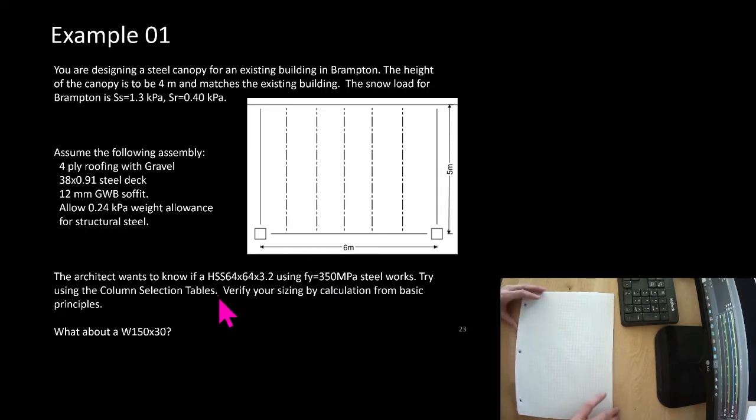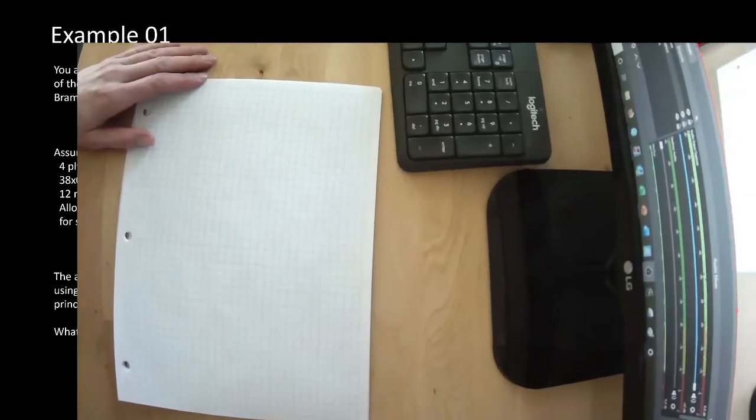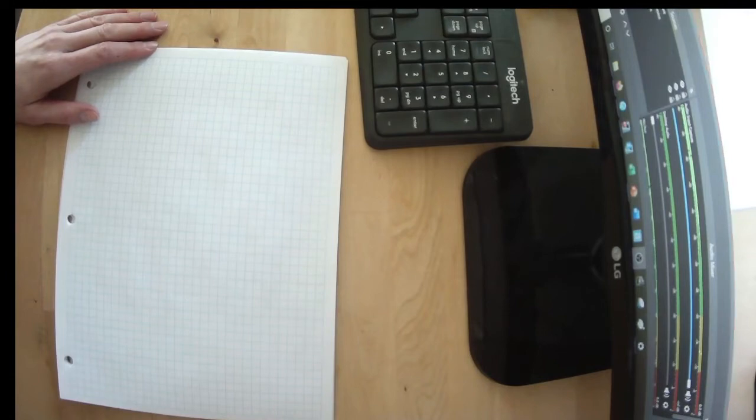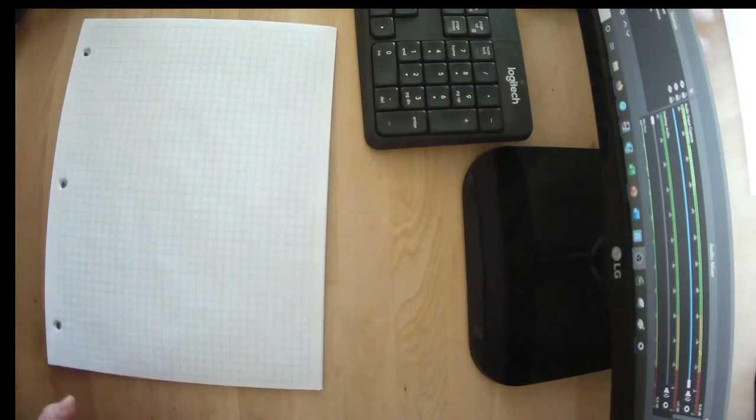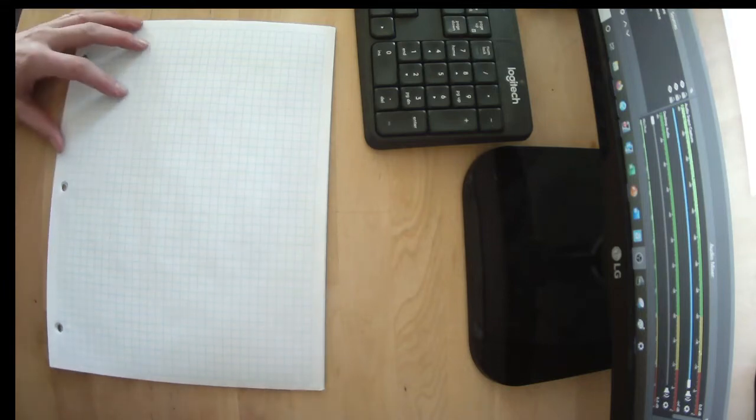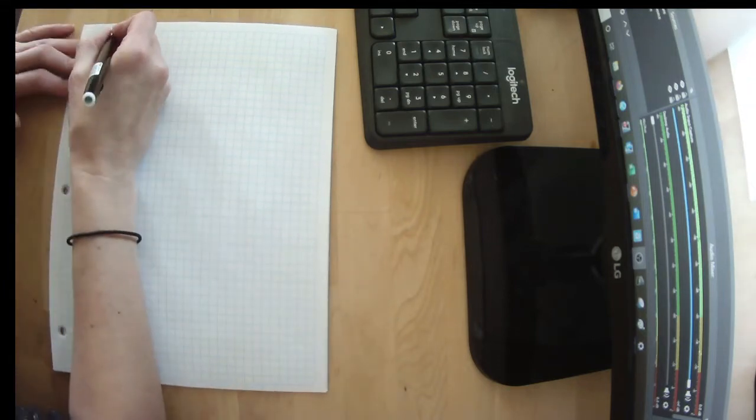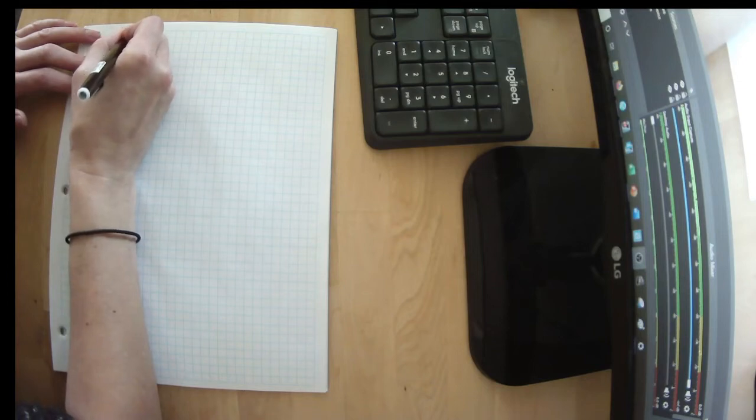So before we can do anything, we have to figure out what the load on this column is. To see if it works, we need to know what the load is as well as what its capacity is. So let's talk about our steel column example.